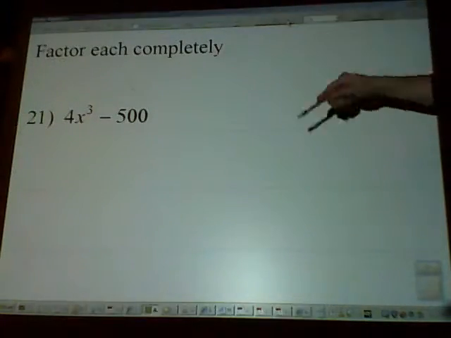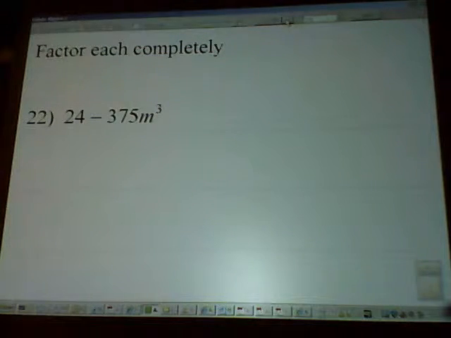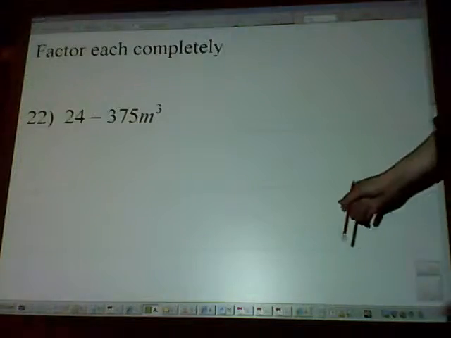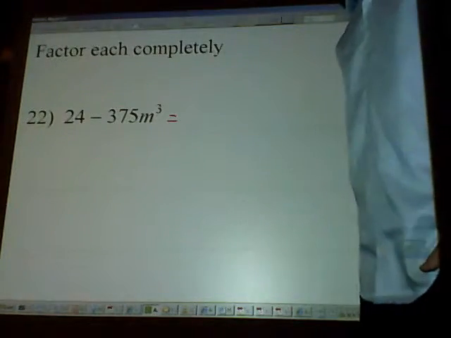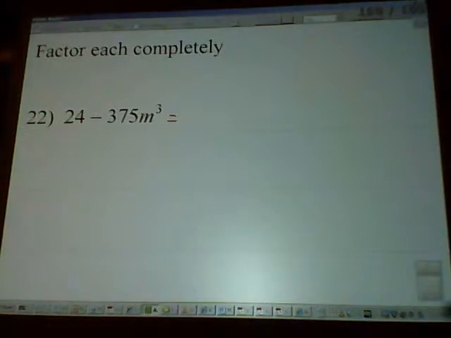All right guys, so good luck. Please stay with me. So there we go, 22. All right, you guys ready? Let's see, what's the first step? Try to factor out a common factor.